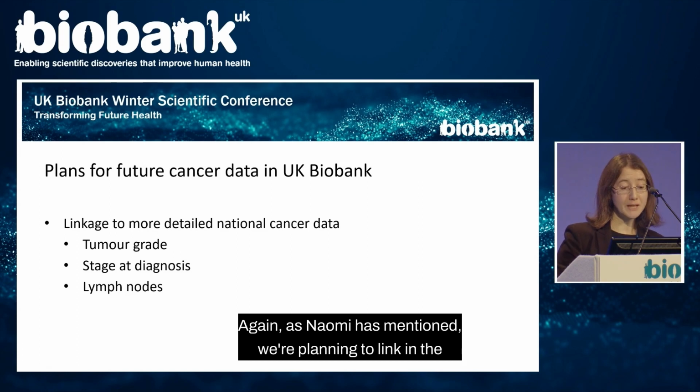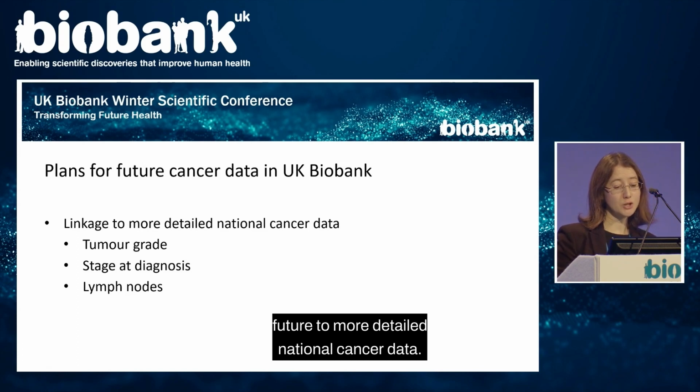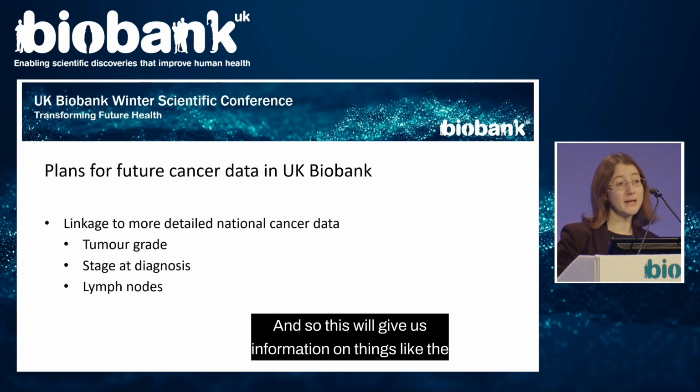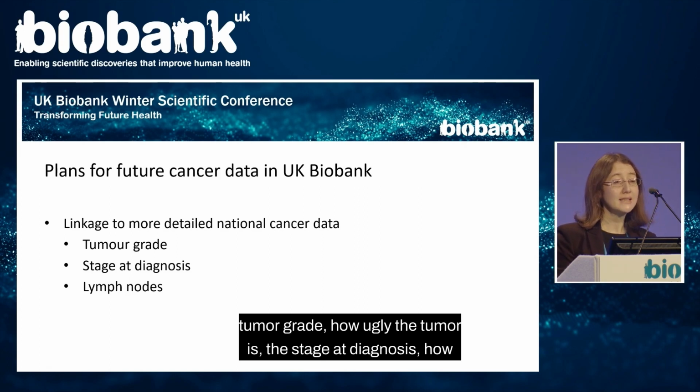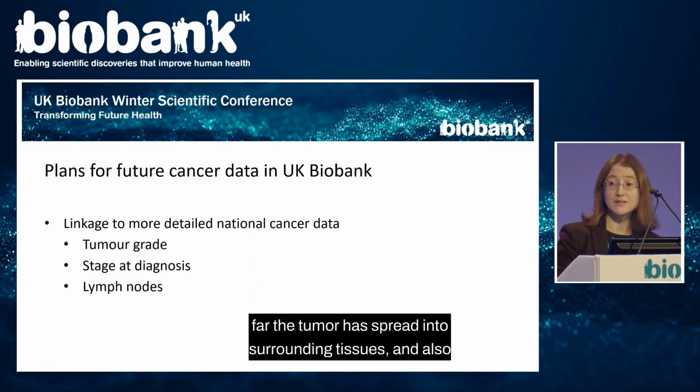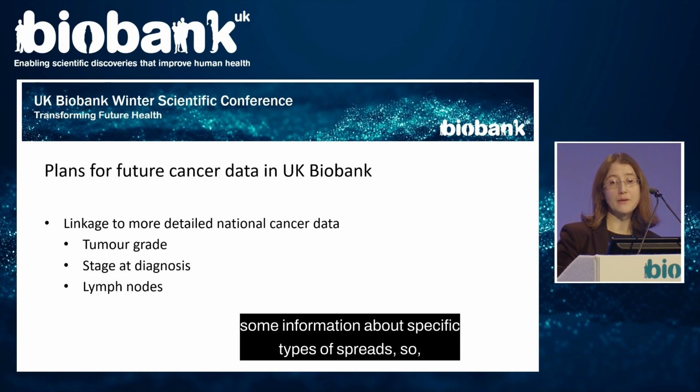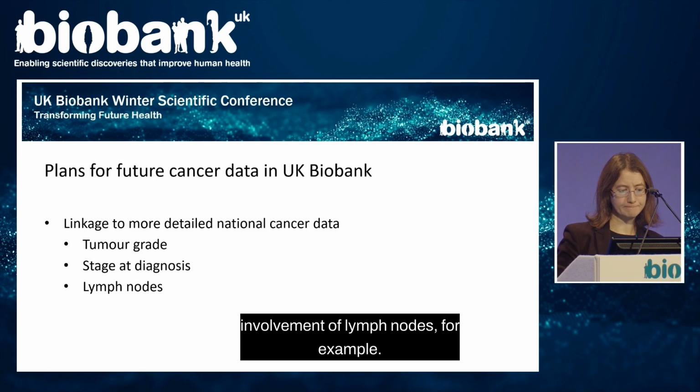Again, as Naomi has mentioned, we're planning to link in the future to more detailed national cancer data. This will give us information on things like the tumour grade, how ugly the tumour is, the stage at diagnosis, how far the tumour has spread into surrounding tissues, and also some information about specific types of spread, so involvement of lymph nodes, for example.